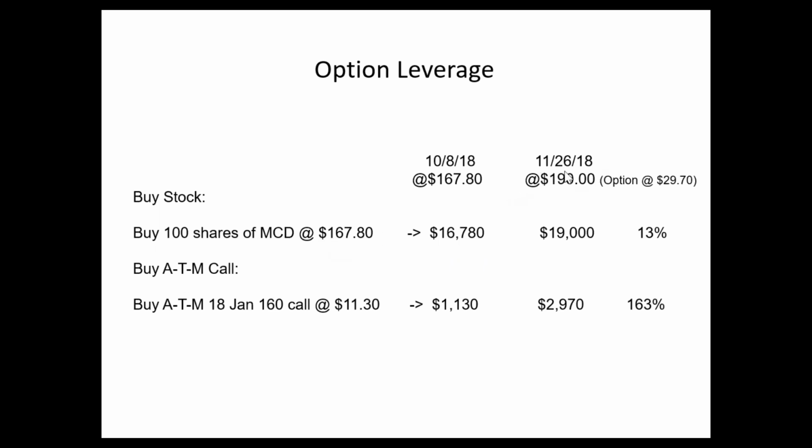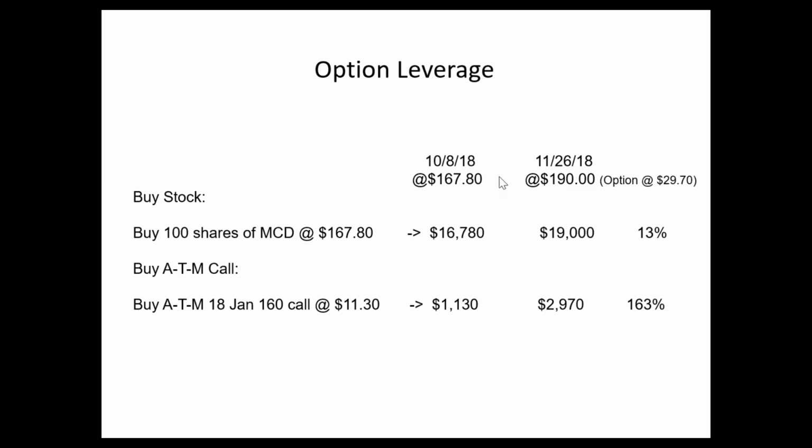A little bit more than a month later, it does go to 190. So now the value of your 100 shares is 190 times 100, or $19,000. You invested 16,780. This is a 13% gain, which is a really, really nice gain in not quite 2 months.